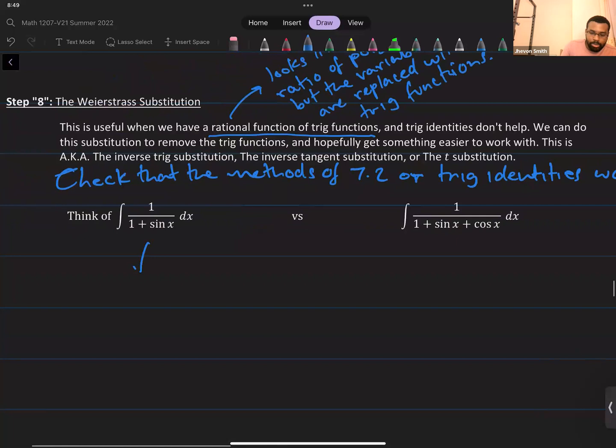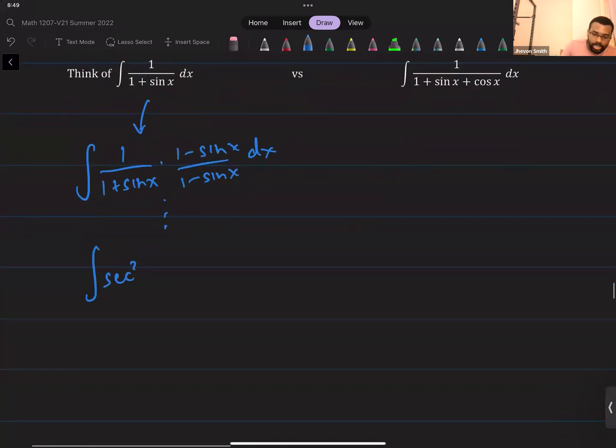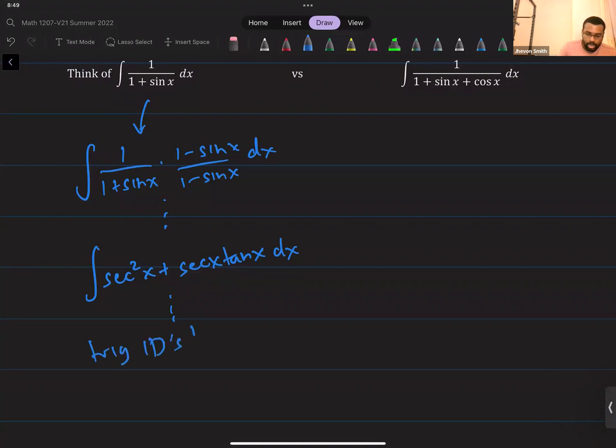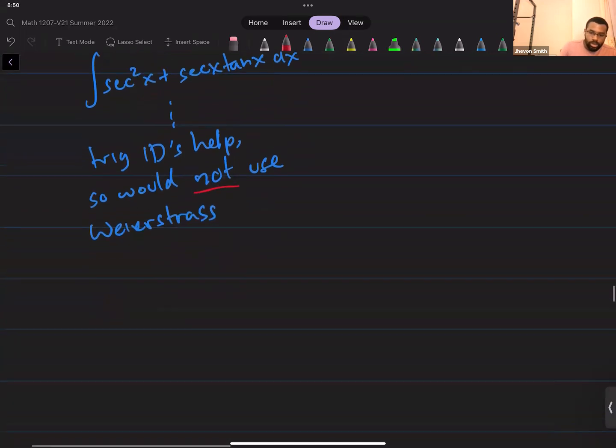So for this one, we actually did an example of this earlier, where a nice trick was just to multiply by this. And we realized that it eventually became just the integral of secant squared, I think it was plus secant tangent. Okay. So here trig identities help, so I would not use Weierstrass. Unless you didn't notice that, then you should.